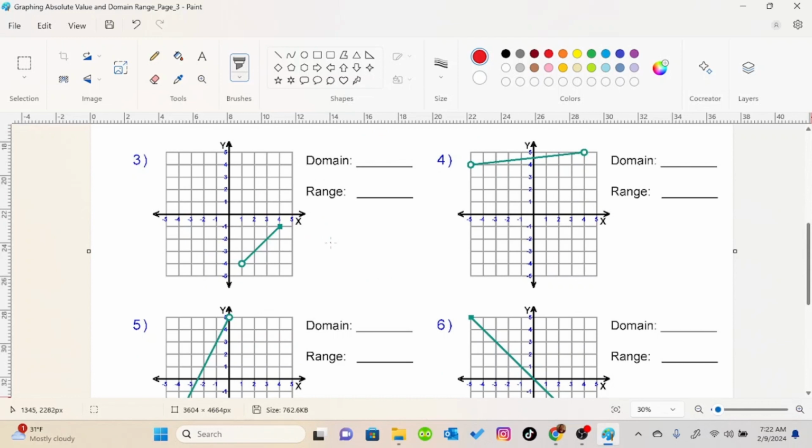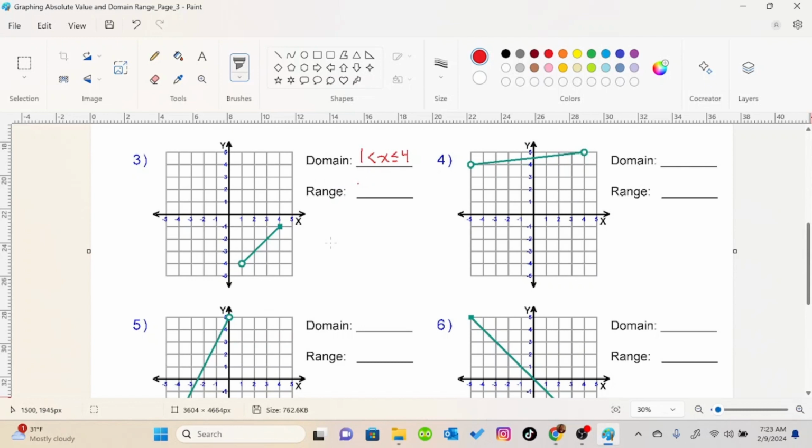For number 3, domain, our smallest x value is 1. That is an empty point, so it is not included. So 1 is less than x. And the largest x value is 4, and that is included. So we would say less than or equal to 4. So you can either write these like we did in number 1 and 2, or you can write these like I'm doing in number 3.